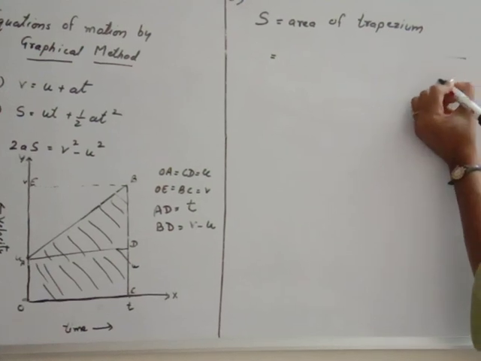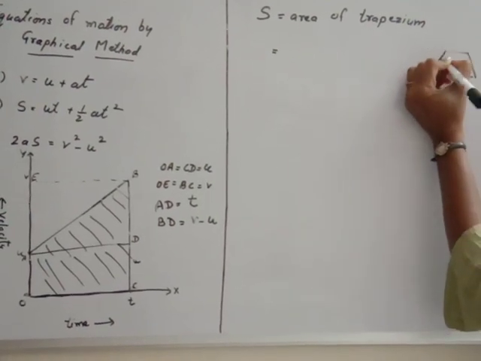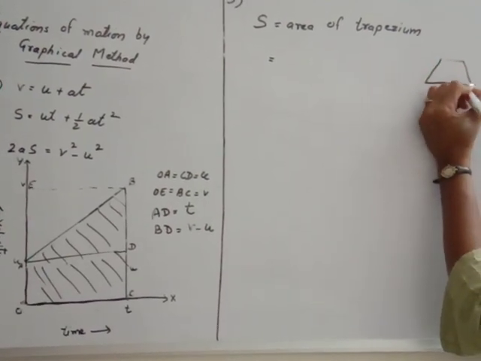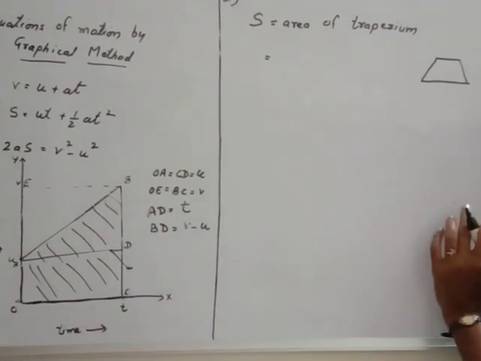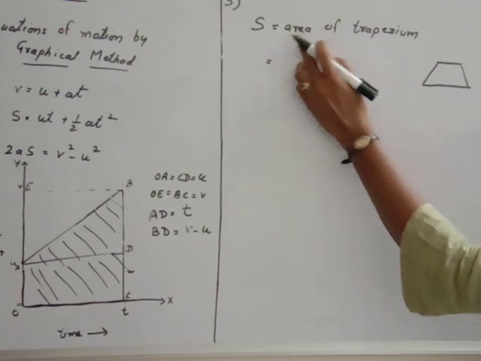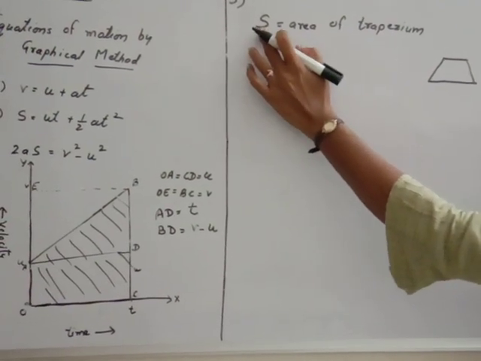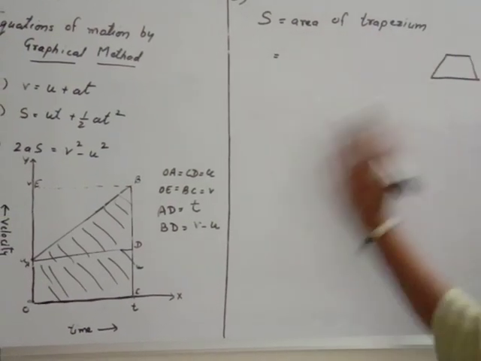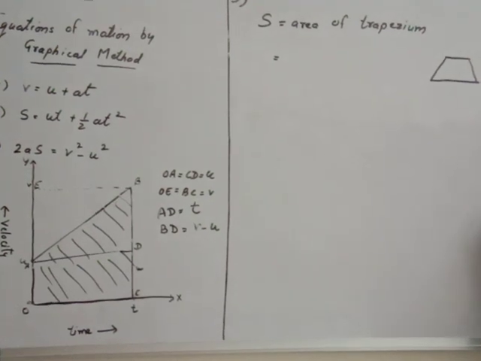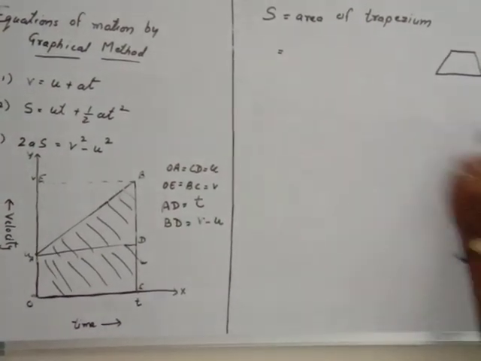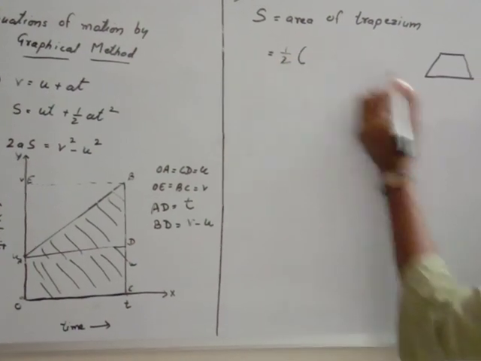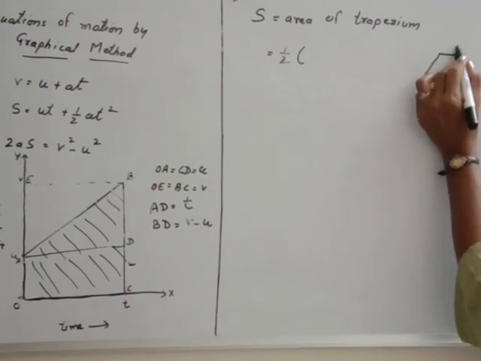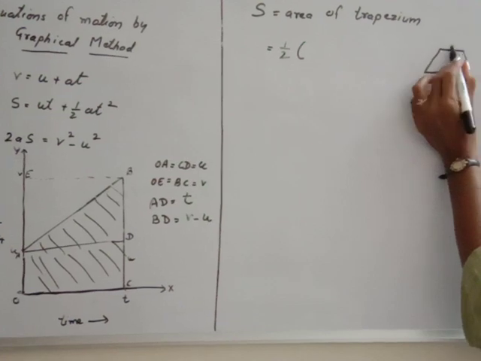Trapezium means whose one pair of sides is parallel and the other pair is not parallel. So this is called a trapezium. So this is also one type of trapezium. And so distance covered is equal to the area of that trapezium. Now what is the formula for finding the area of the trapezium? Area of trapezium is equal to half into the two opposite sides which are parallel.